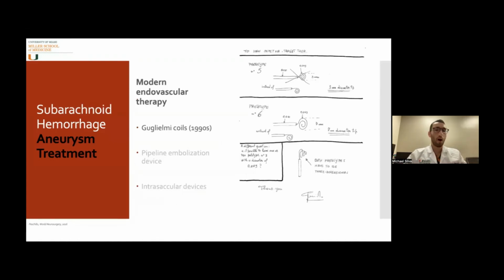So modern endovascular therapy, I'll just briefly go over some of the mainstays, the Guglielmi coils. These were developed in the 1990s and were a major breakthrough. And these remain a mainstay of endovascular treatment of many aneurysms. This diagram here is actually the initial diagrams that were used to develop these.